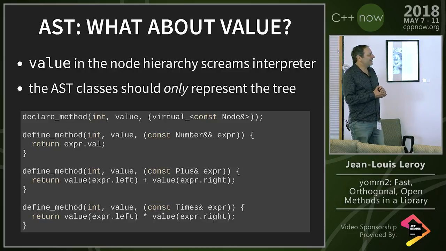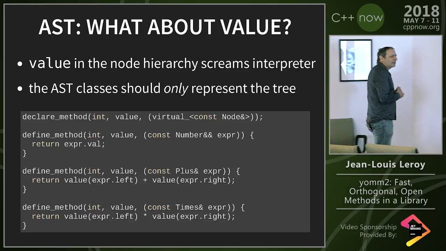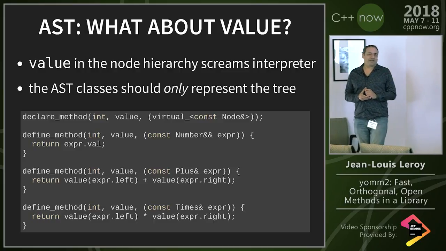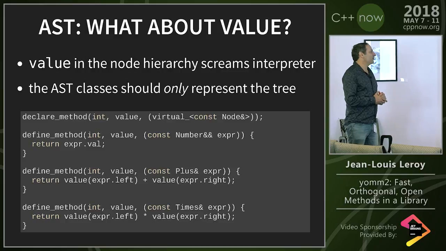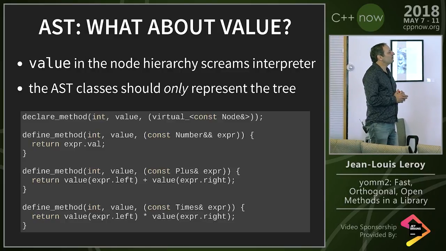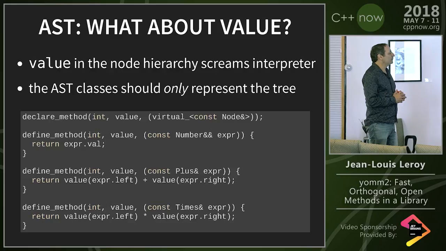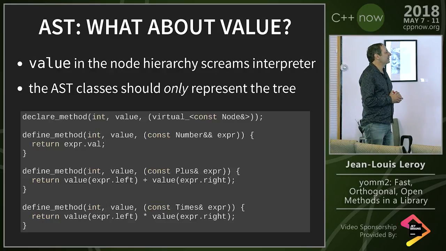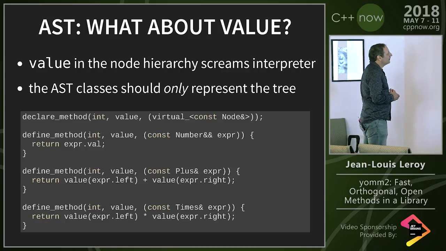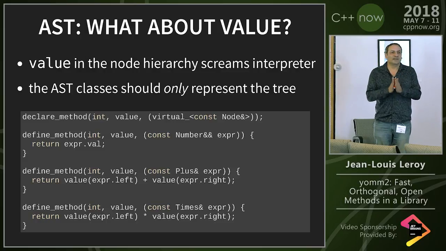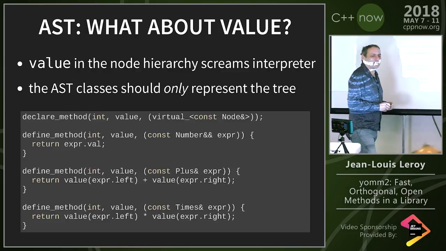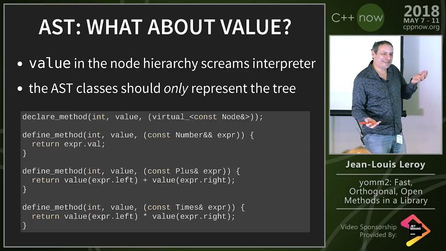So really, an AST subsystem should only concern itself with representing the AST and do that well, but not do anything more. So I surmise that it would be a good idea to move value out of the class hierarchy. So who thinks that it would be a good idea to move value out of node? Yes. Okay, tell us why.